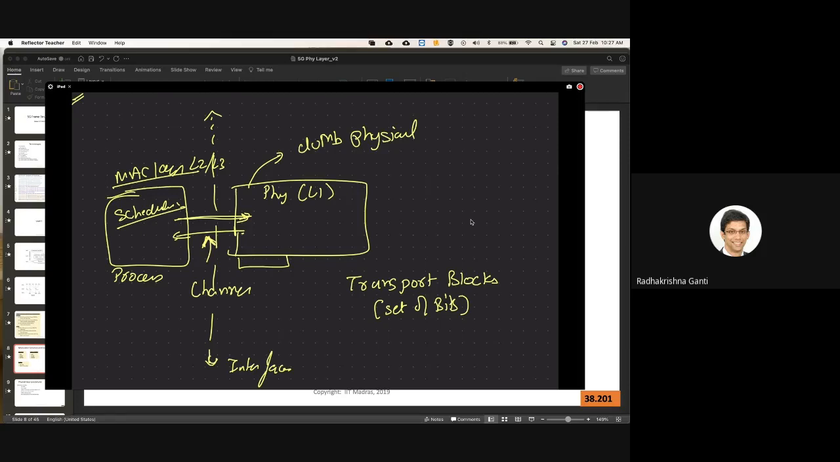Whether they are physically on the same device or different devices, I will give a separate class on that: the new architectures, the ORAN architecture, L2 and L3 architectures. I will do that later, once we have covered a little bit about the physical layer.